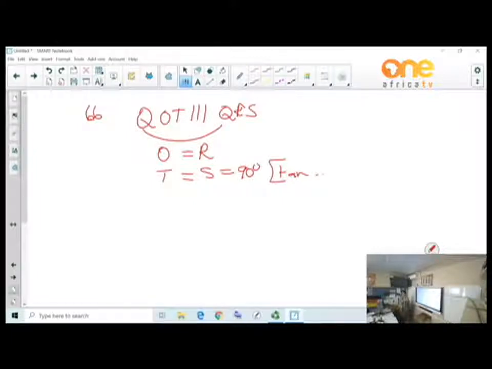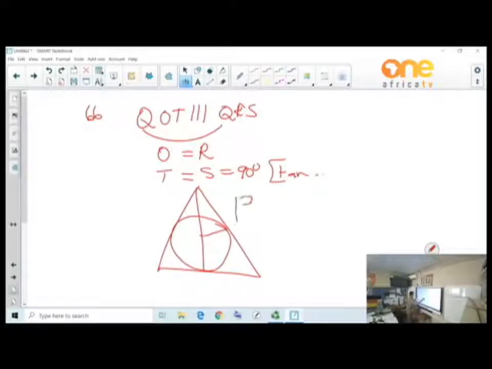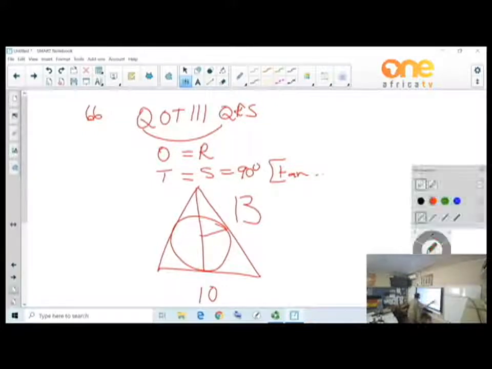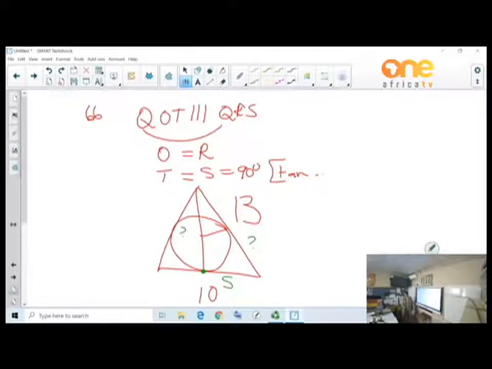Now, hence means I need to use similarity. Okay, but let's first look at this picture. What is equal to what? There's a circle inside. I hope you can remember what we did because we did this question. So this one is 13. This one is 10. So this one can be 5 here, because this is the midpoint. Now, what is the length of this one and this one? This one is also 5 because 2 tangents from the same point are equal.